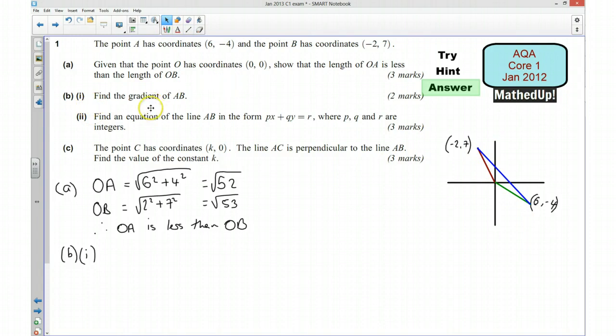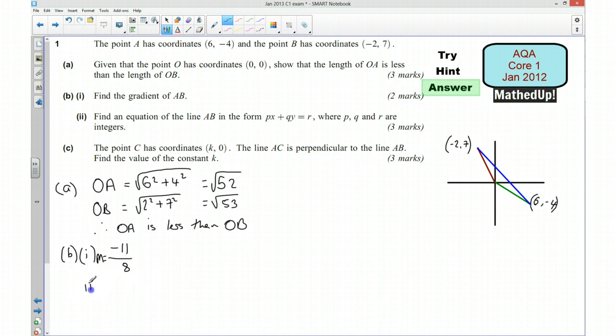Now, the gradient of that line, well, we want to do the change in y divided by the change in x. So the change in y, well, that's going to go from 7 to -4. So the change in y is going to be -11. And we want to divide that by the change in x. Well, the change in x, it's going to be 2 and another 6. So that's going to be 8. So the gradient of AB, which I'm going to call m, is going to be equal to -11/8.